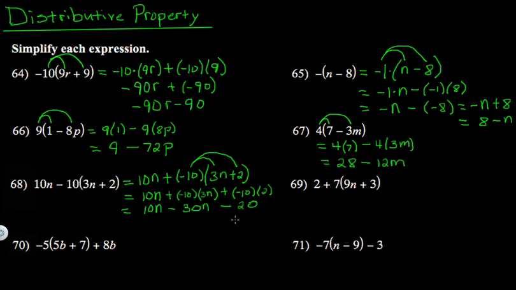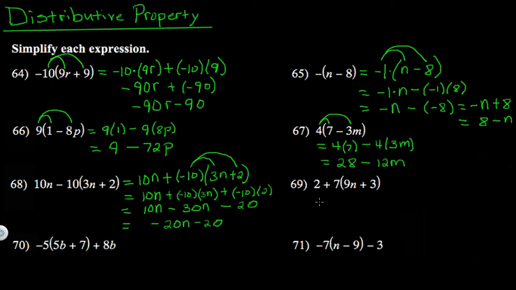Now we have one more step here. We're not quite done because we have like terms. We have a 10n minus a 30n. These are like terms. So here we can actually subtract. So 10n minus 30n gives us a negative 20n minus 20. And that is our final answer.